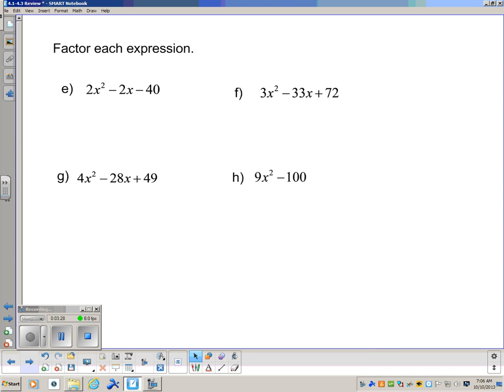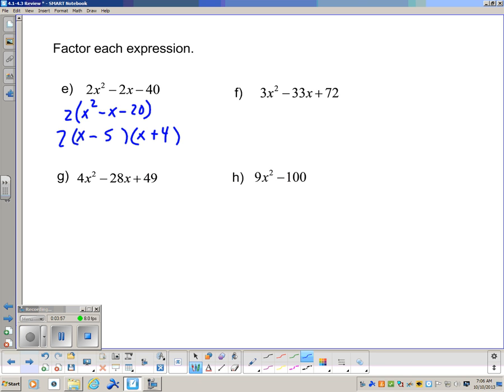And then we just have a few more here. For these, the first thing I'm going to do is look for a GCF, because I'm looking at these thinking, oh yeah, they have a 2 in common, and I always look for that first. So I pull a 2 out, and I'm left with x squared minus x minus 20. And now I can factor that. The a term here is 1, so it's easy to factor x and x. What multiplies to give me -20 and adds to give me -1? That'd be -5 and +4.